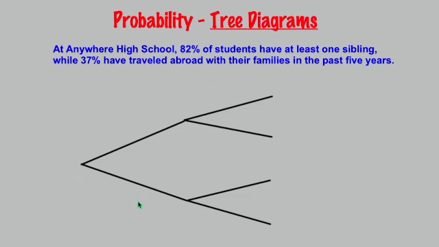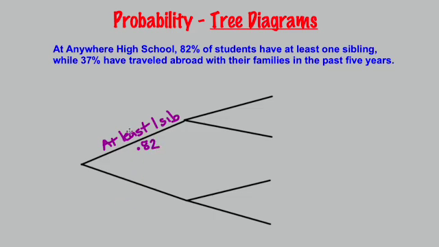So you'll notice it looks kind of like a tree, hence the name tree diagram. And what we're going to do is take the at least one sibling and deal with these first 2 branches first. So what we know is either you have at least one sibling, and by the way, we know the percentage for that, and that's going to be 82%. So I'm going to put 0.82 down here.